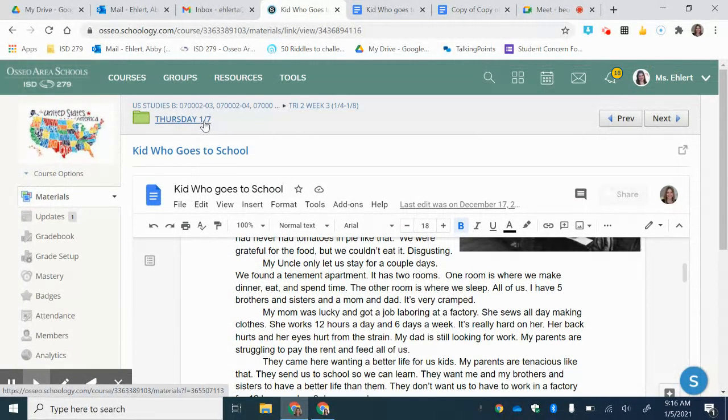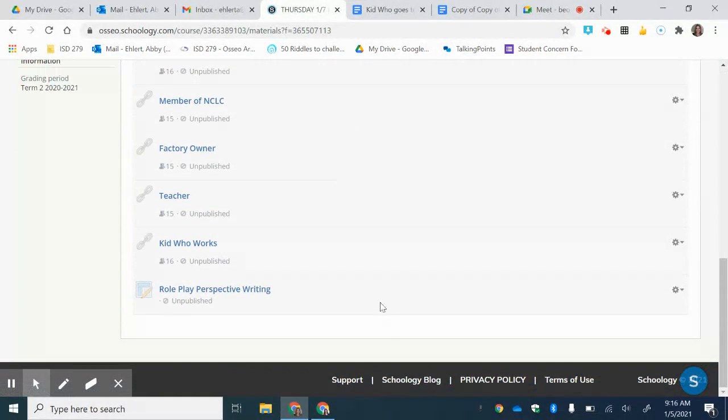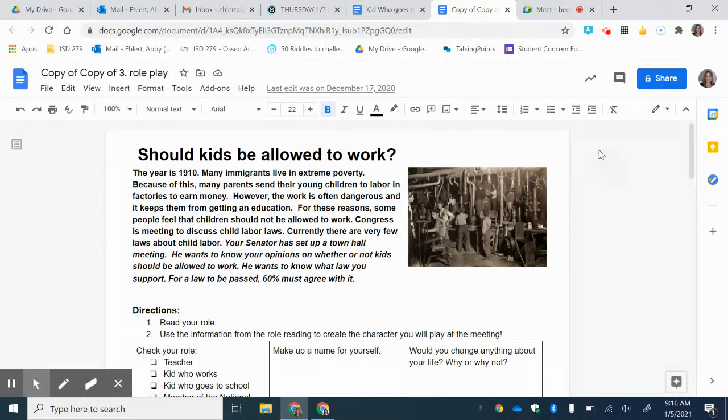So if I go back here, the next thing I need to open is the role play perspective writing. When you open that up, it'll look like this. So it says, should kids be allowed to work? It says the year is 1910. Many immigrants live in extreme poverty. Because of this, many parents send their young children to labor in factories to earn money. However, the work is often dangerous and it keeps them from getting an education. For these reasons, some people feel that children should not be allowed to work.